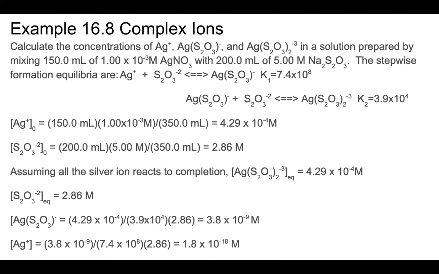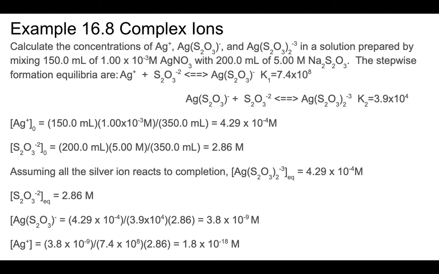So now the silver thiosulfate single ion. We're going to find its molarity using K2. So we're going to take K2 and we're going to solve it for silver single thiosulfate. And we're going to get 3.8 times 10 minus 9 molar. And then we're going to use that to go in and solve for the silver ion in the first equilibrium using K1, and we get silver ion plus 1, 1.8 times 10 minus 18 molar.